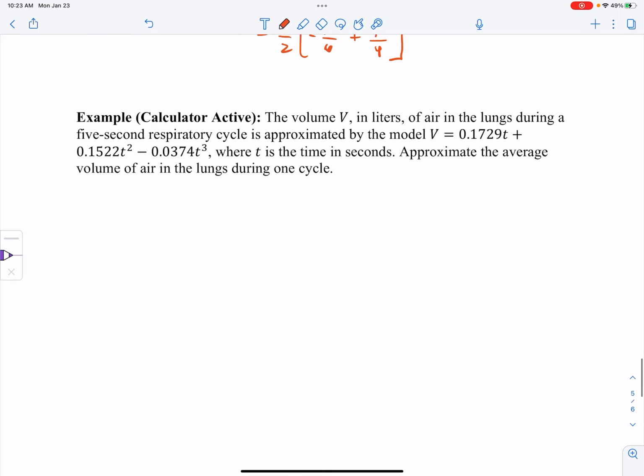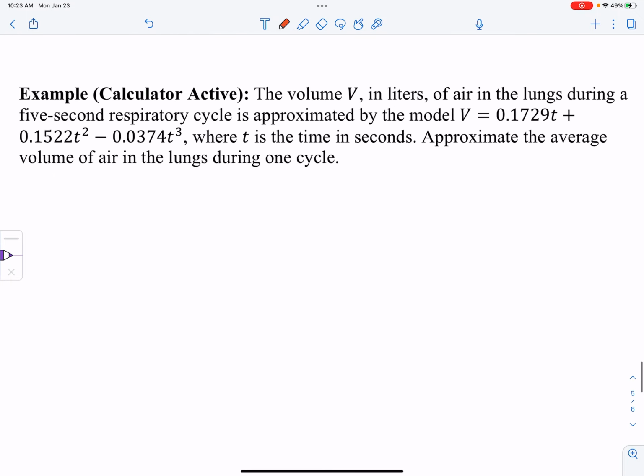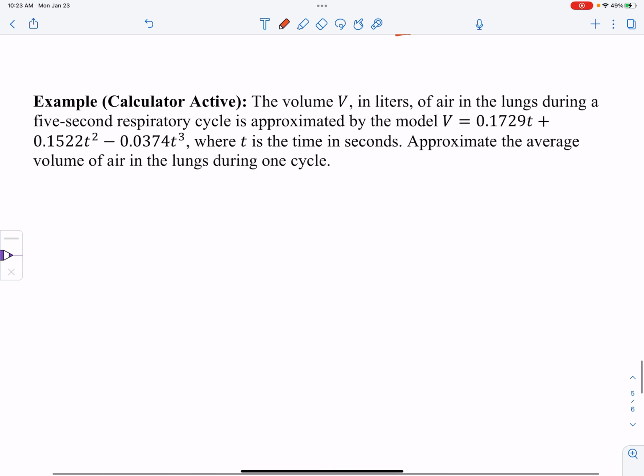Okay, another calculator active problem. So the volume V in liters of air in the lungs during a 5-second respiratory cycle is approximated by the model V equals that equation. Okay, so where the volume in liters is a function of time in seconds. Approximate the average volume of air in the lungs during one cycle. Well, one cycle is 5 seconds, so we could say from 0 to 5 seconds.